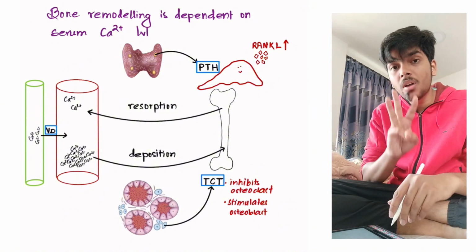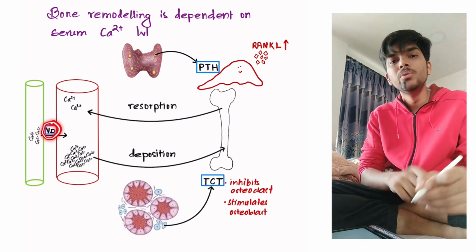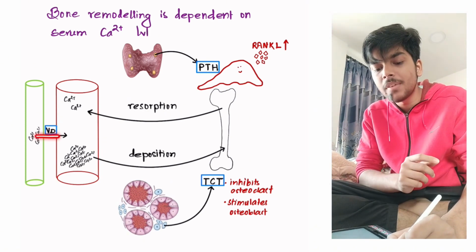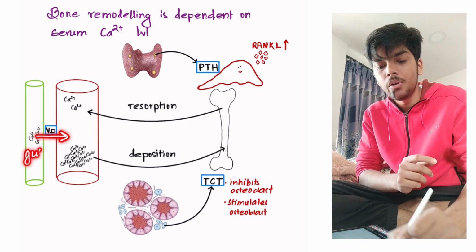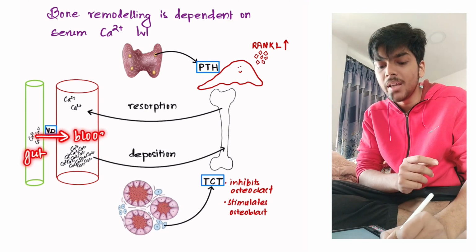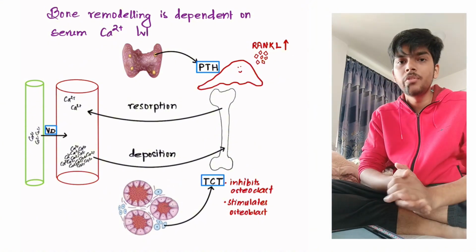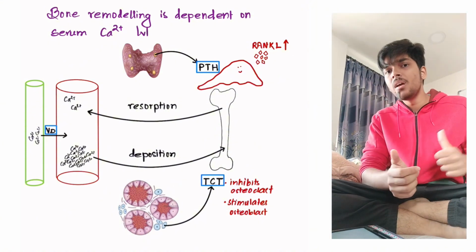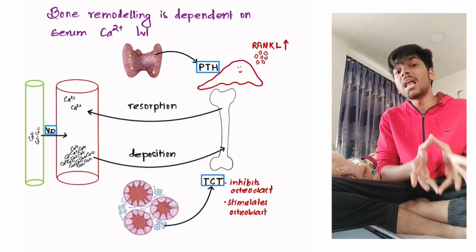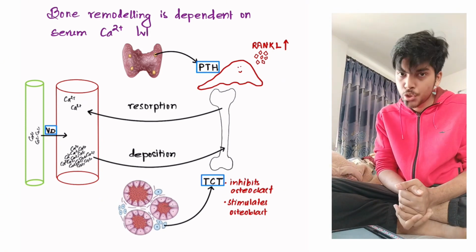There's a third thing, and that is vitamin D, which is responsible for the absorption of calcium from the gut into the blood. Without vitamin D, calcium can't get absorbed into the blood. And that's it for bone remodeling. And it is very important because the whole concept is going to be utilized in the next video, and that is osteoporosis.